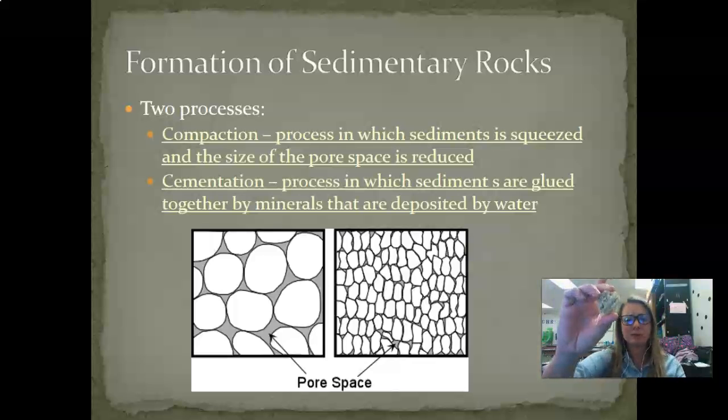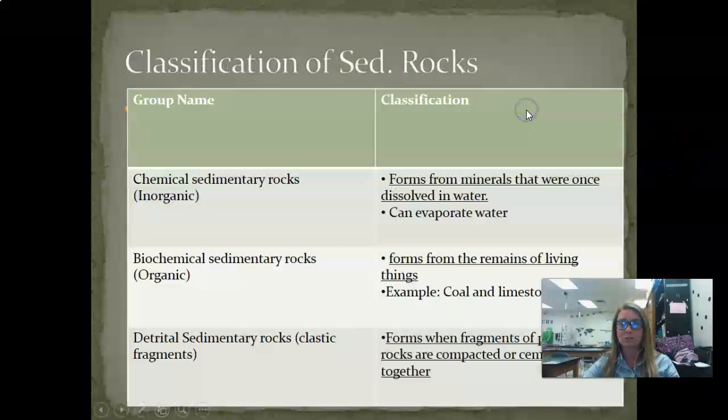Same thing with this one right here. This is one that you normally can't find in the Kentucky area. This is called coquina, and it is the same idea: shells that have been broken and weathered and tumbled together and then glued together. So compaction and cementation, those are the two things we're going to be looking at when we talk about sedimentary rocks. There are 3 different types of classifications: chemical, biochemical, and detrital.